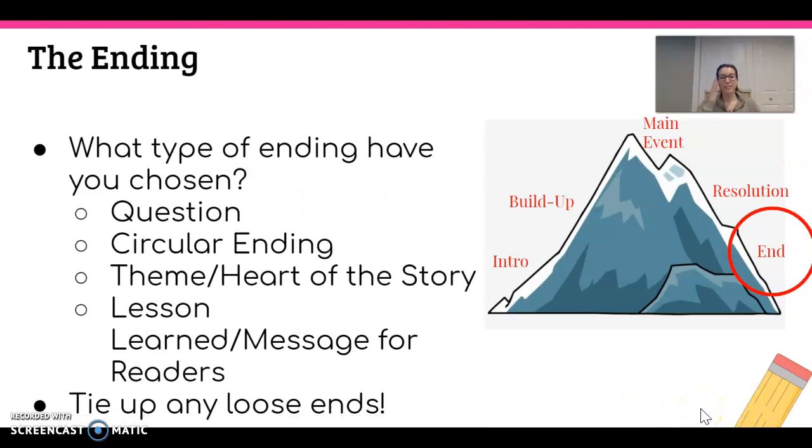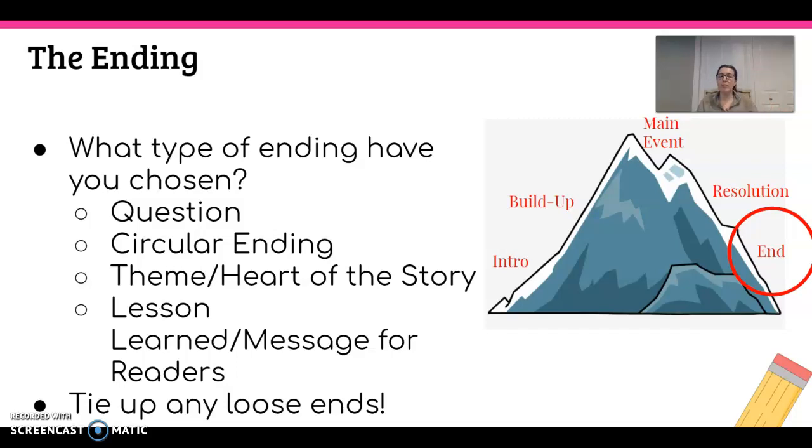All right, so now that you have seen the different types of endings, we're just going to quickly go over them. So we have question endings. Are you going to leave your reader with a question? Are you going to use a circular ending? And what I mean by a circular ending is that your story sort of reflects back on what happened in the beginning, and it sort of comes around full circle. So whatever happened in the beginning of your story is now being tied into what's happening at the end, and you can see how it all came around and it was all resolved.